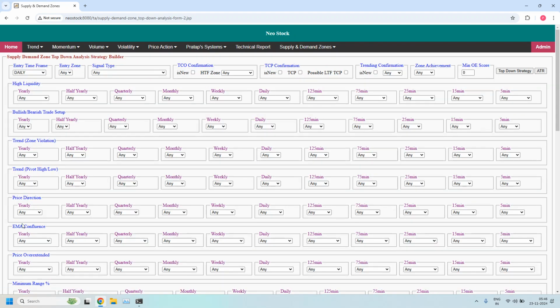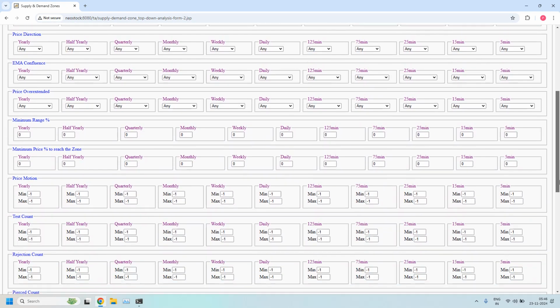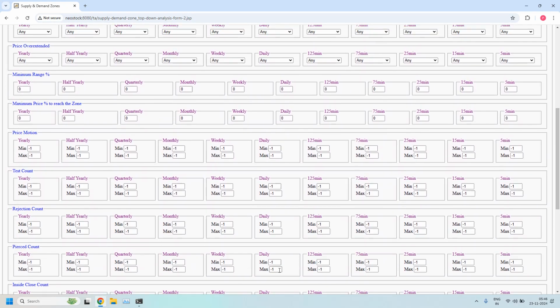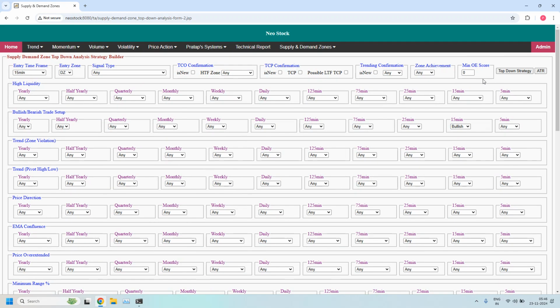Next one is a bullish trade setup daily income trade. Entry time frame is 15 minutes. Entry zone is demand zone. In bullish or bearish trade setup at 15 minutes entry time frame, I am selecting bullish. The 15 minutes demand zone should not be pierced. So in the pierced count at entry time frame 15 minutes, I am setting minimum value 0, maximum value 0. Zone achievement, violated opposing zone, and the minimum odd enhancer score 12. All the 3 filters are applied to 15 minutes demand zone.